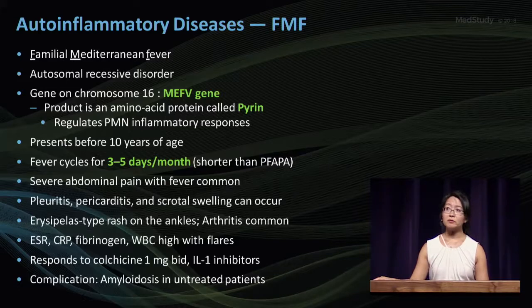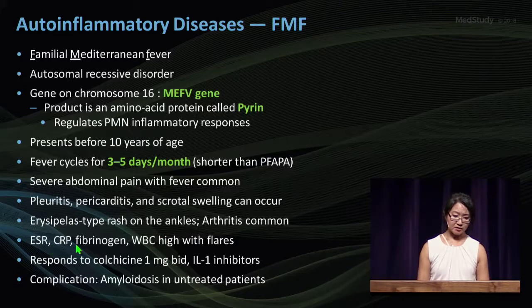Then you have familial Mediterranean fever, FMF. This is associated with an MEFV gene that codes for pyrin, and pyrin regulates neutrophil inflammatory responses. Typically, the fever cycle is a lot shorter than PFAPA syndrome, so typically about 3 to 5 days, once a month. Usually the child presents before 10 years of age. They can have severe abdominal pain with a fever. They can have scrotal swelling, pleuritis, pericarditis. I mean, these patients are sick.